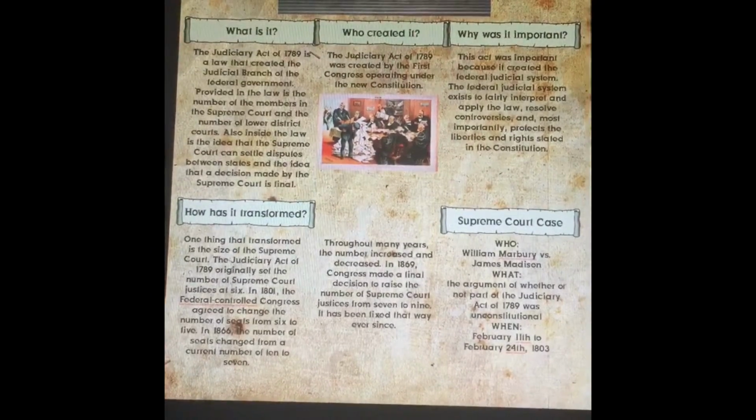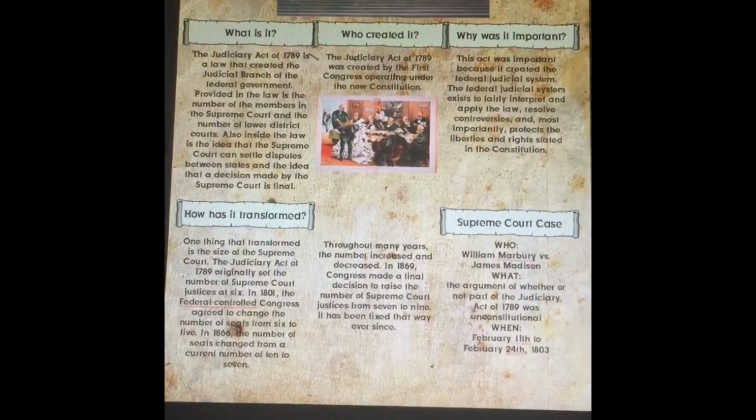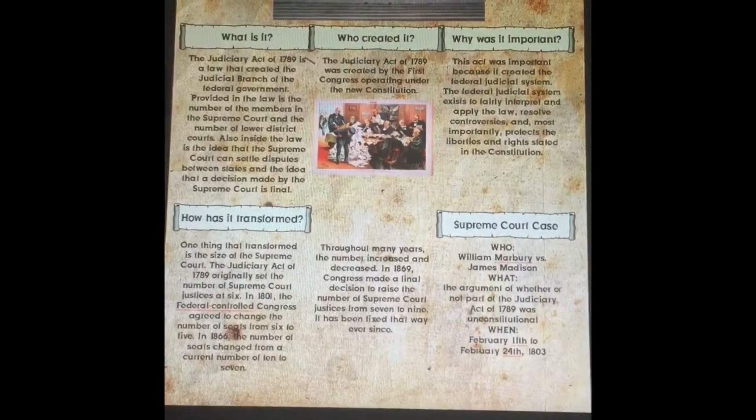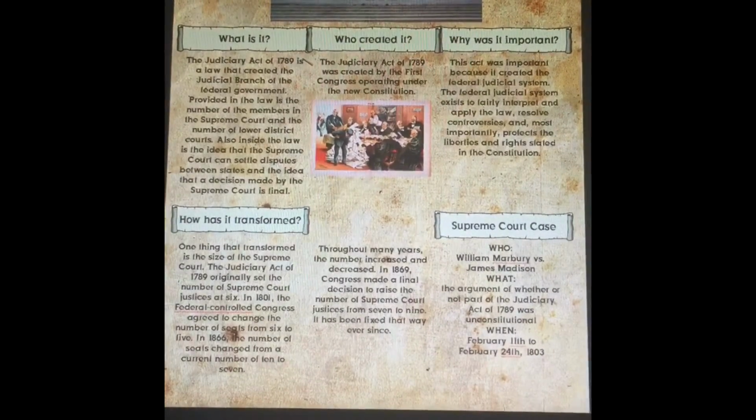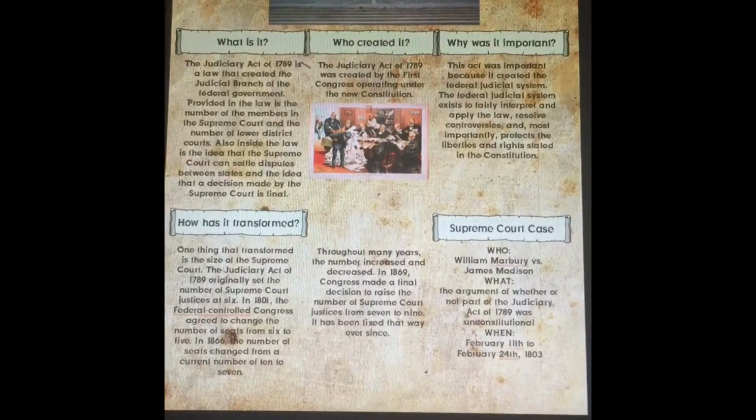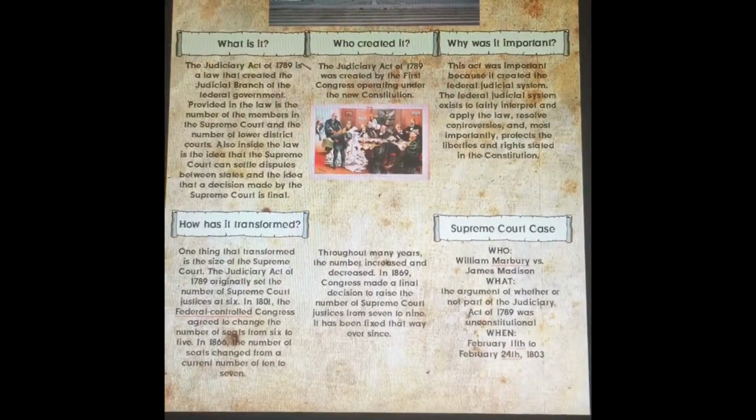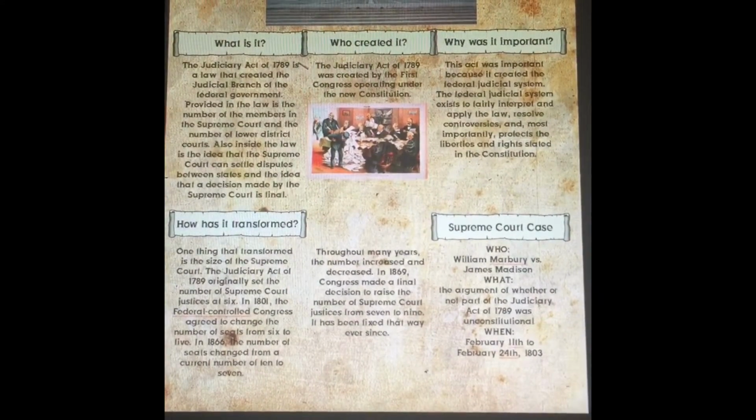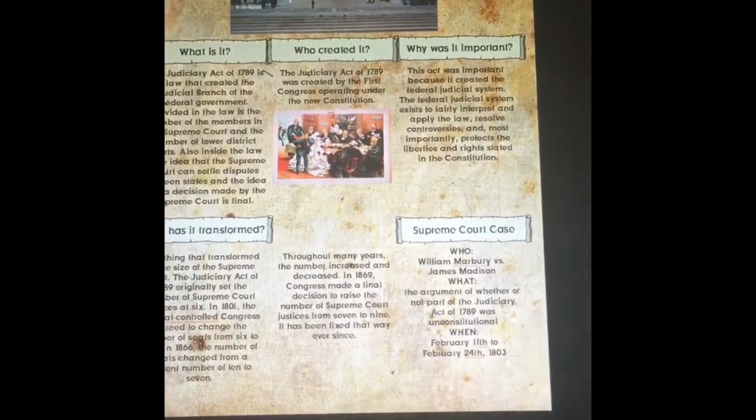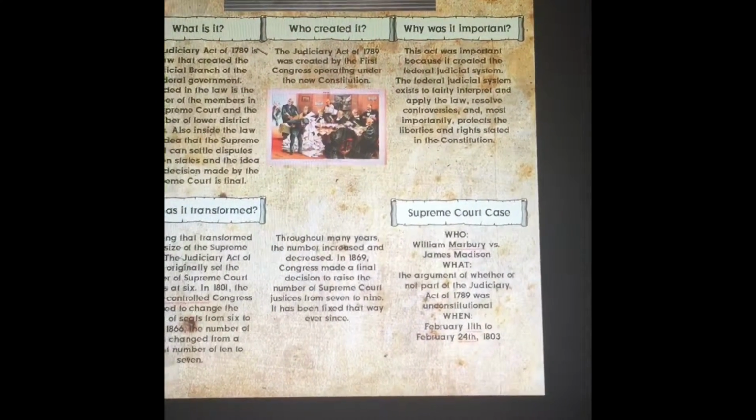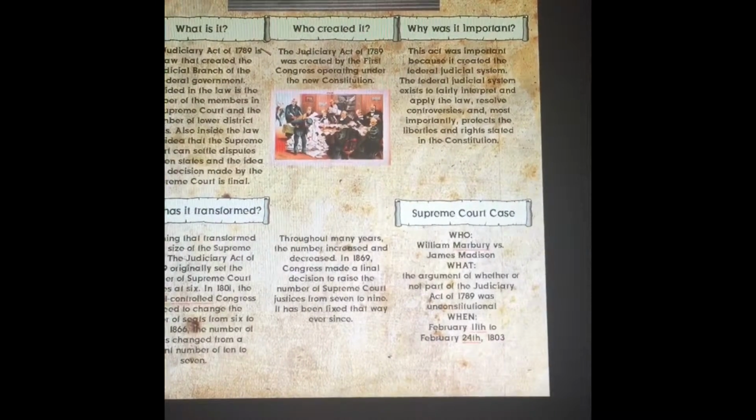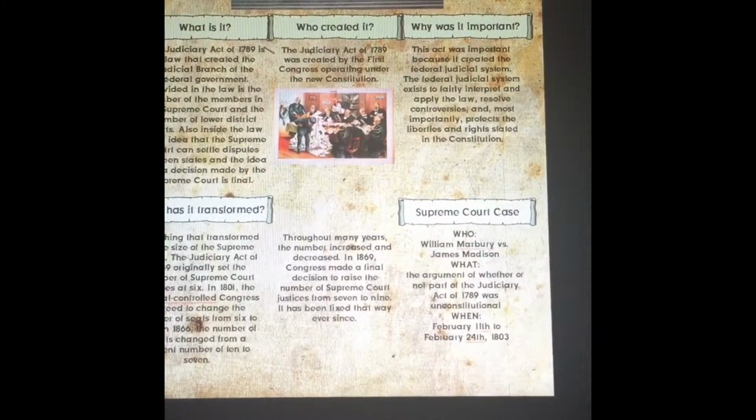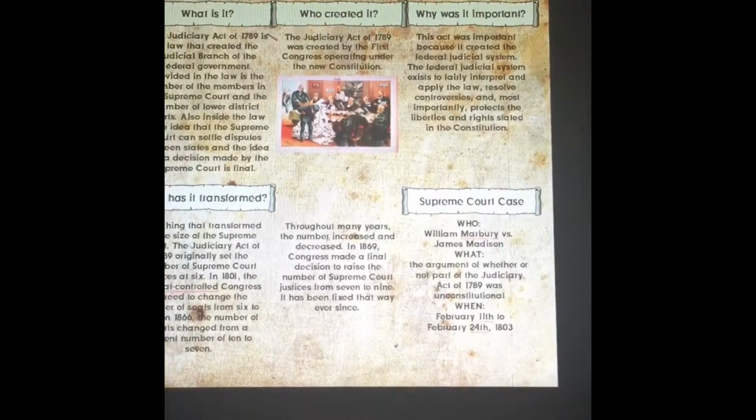How has it transformed? One thing that transformed it is the size of the Supreme Court. The Judiciary Act of 1789 originally set the number of Supreme Court justices at 6. In 1801, the Federalist-controlled Congress agreed to change the number of seats from 6 to 5. In 1866, the number of seats changed from a current number of 10 to 7. Throughout many years, the number increased and decreased. In 1869, Congress made it a final decision to raise the number of Supreme Court justices from 7 to 9. It has been fixed that way ever since.